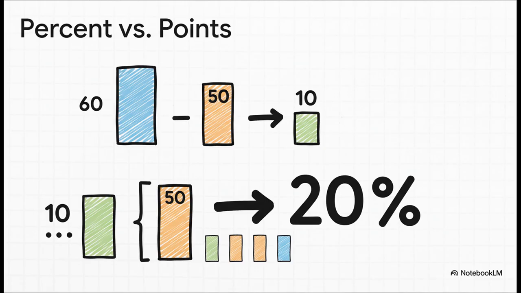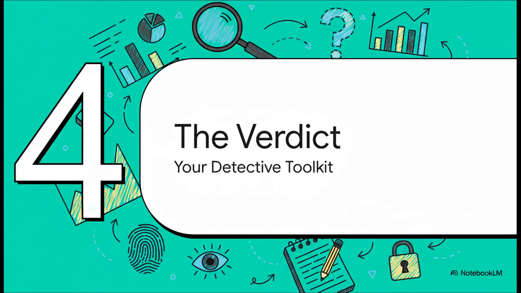Let's break it down. The simple difference between 60 and 50 is 10. So the rate increased by 10 percentage points. That's the absolute change. But what's the increase relative to where it started? Well, a 10-point jump from a starting point of 50 is actually a 20% increase. See the difference? People love to mix these up to make a change sound way bigger or way smaller than it really is. So what's the big takeaway from all this? The good news is you do not need to be a math genius to spot this stuff. All you need is a good detective's toolkit and just a little bit of healthy skepticism.